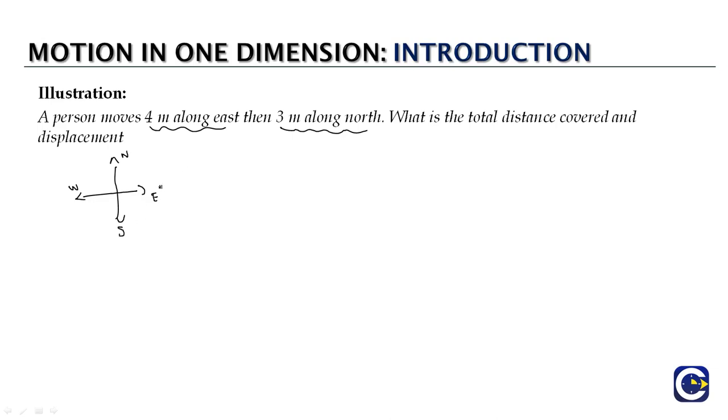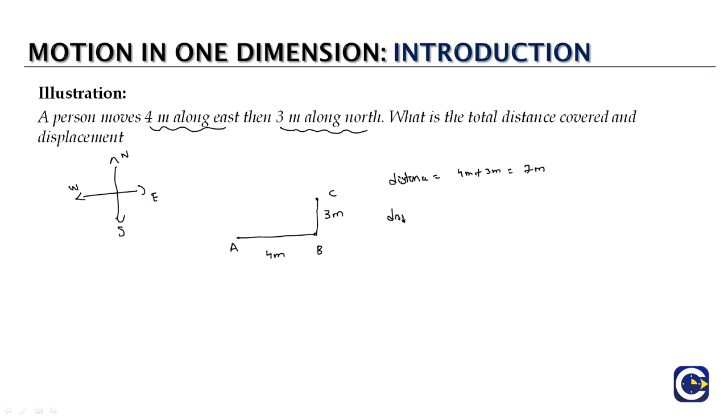So why we are using this is basically to have a standardized way of representing these directions, because very often we will be having problems where there will be directions being mentioned. So let's say for example I am starting from point A. So we are moving 4 meters along east to reach point B, and then 3 meters along north to reach point C. Now the distance is nothing but the total length of the path covered, which will be 4 meters plus 3 meters. It is going to be 7 meters.